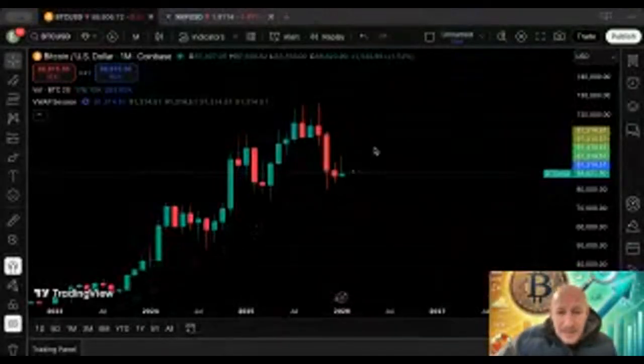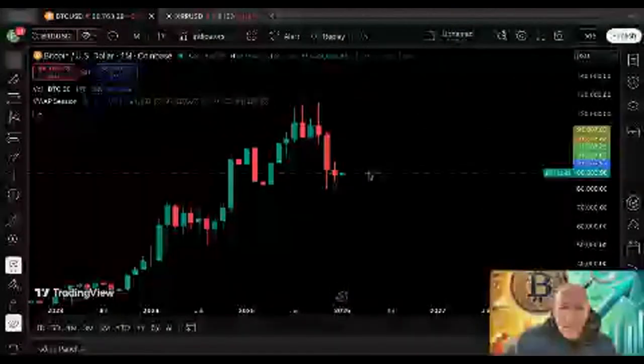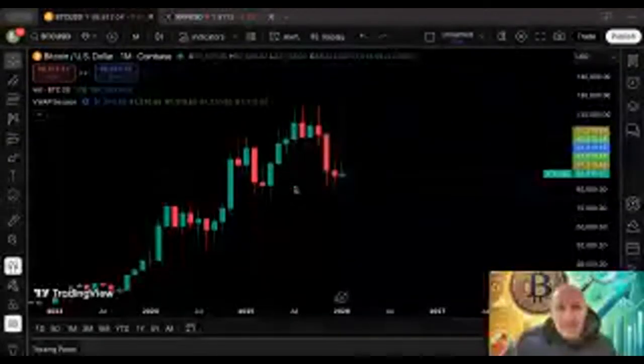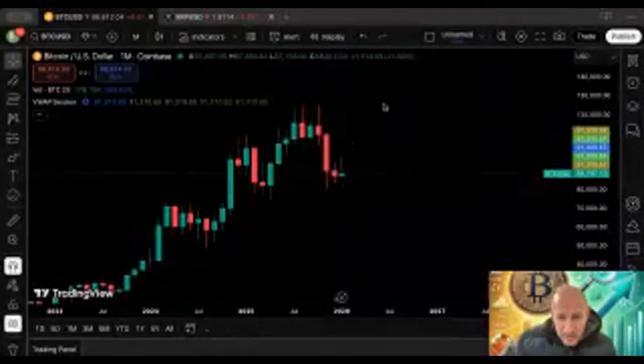It technically has not broken the trend here, and if it continues down, then we are in an uptrend.